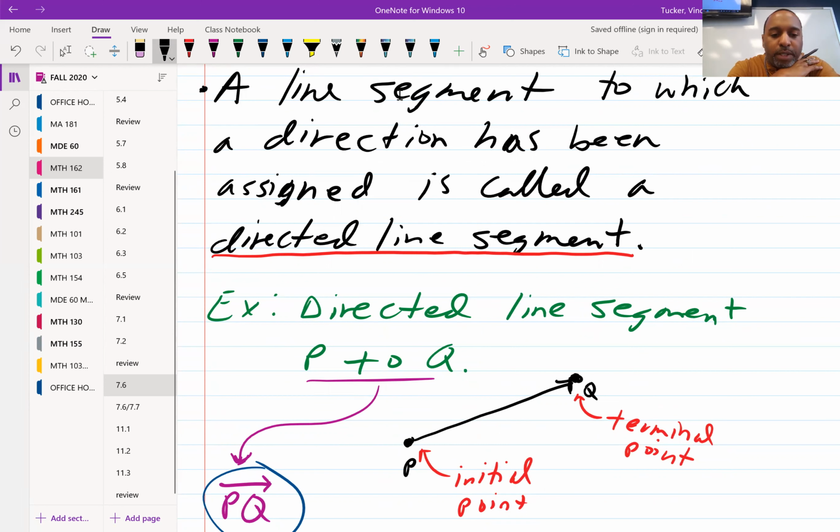You see in the purple, that's how you would symbolize it, or write it as a symbol. PQ with the arrow going from P to Q. That's how you use these symbols.